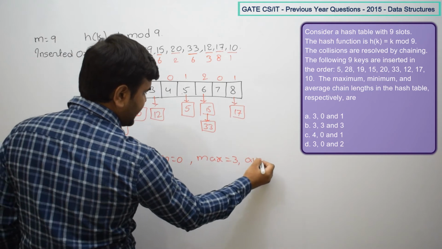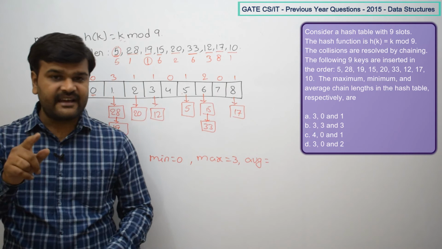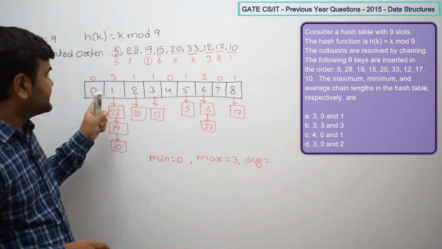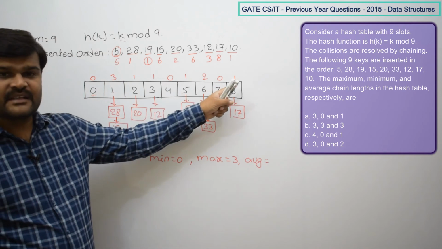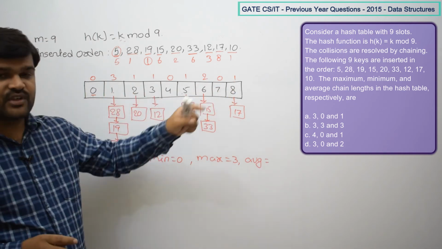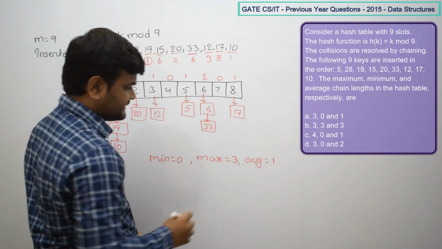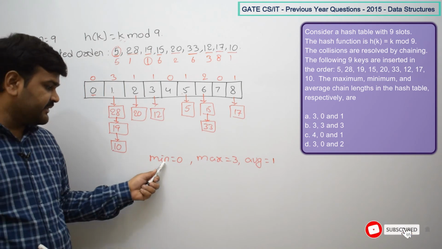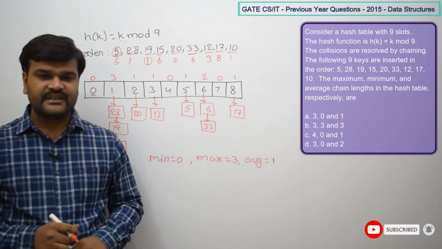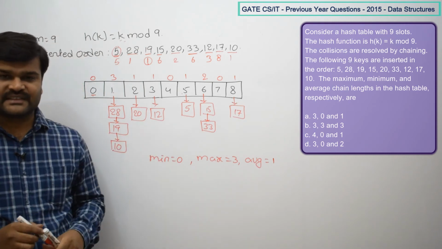Next, what is the average chain length? How do we get it? It is the summation of all these chain lengths divided by 9. The total summation is 9, so 9 by 9 becomes 1. So the minimum is 0, maximum is 3 and average is 1. So option A is the right one for this given question.